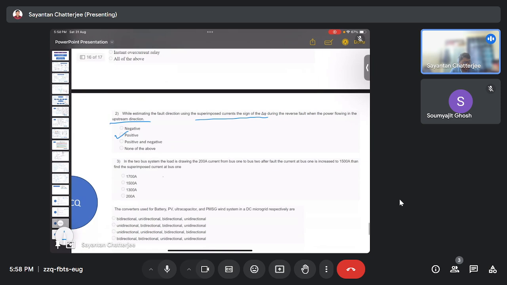In the two bus system, the load is drawing 200 ampere current from bus 1 to bus 2. After the fault, the current at bus 1 is increased to 1500. Then find the superimposed current at bus 1. So it becomes 1300.